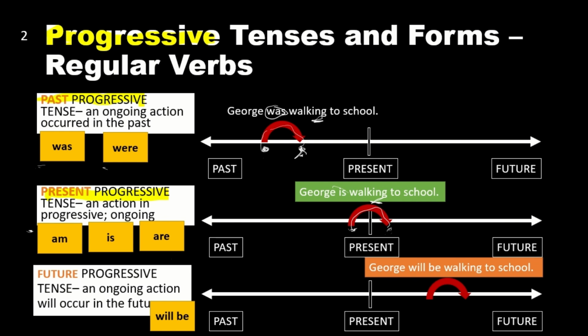Now let's look at future progressive tense. Future progressive is an ongoing action that will occur in the future. Notice the helping verb will be, to let the reader know that this action is going to happen in the future. It'll start somewhere, it'll take place over however much time, and then it'll end. So our example reads, George will be walking to school. We see the helping verbs right here. And what happens with my verb? It ends in -ing because the progressive family ends in -ing.